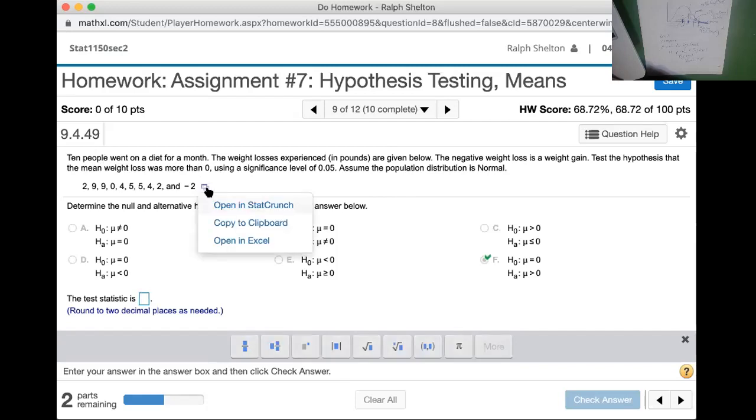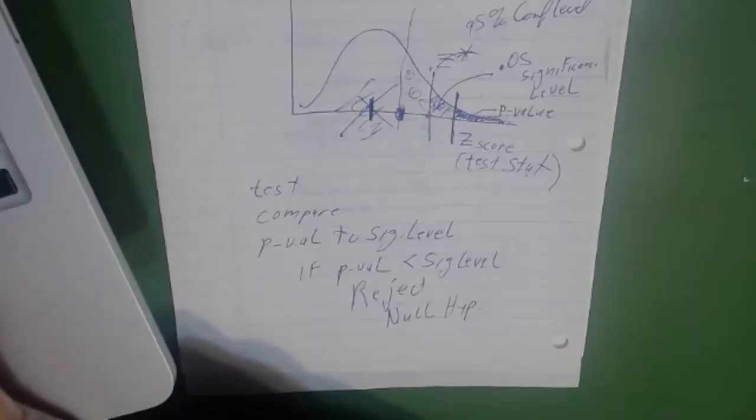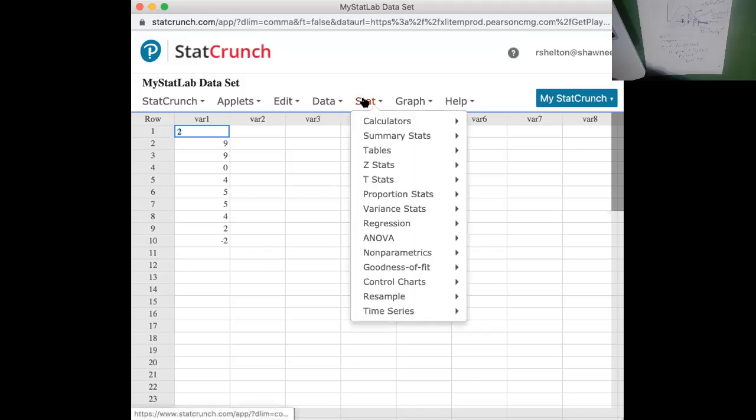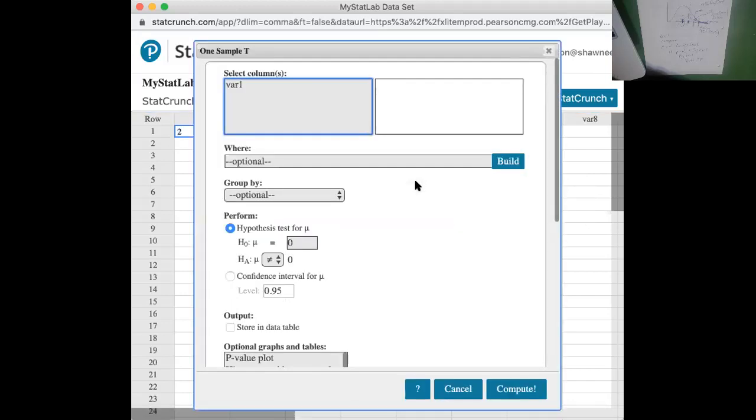It wants a test statistic, so let's open in StatCrunch. There's the data. I'm going to reshare. And here's the data. All right, and we go to Stat. So now we're doing T stats, right? Because we had a small sample size. We've got one sample, we do have data, and it wants the test statistic. So let's go ahead and do the hypothesis test, and we can get the test statistic.